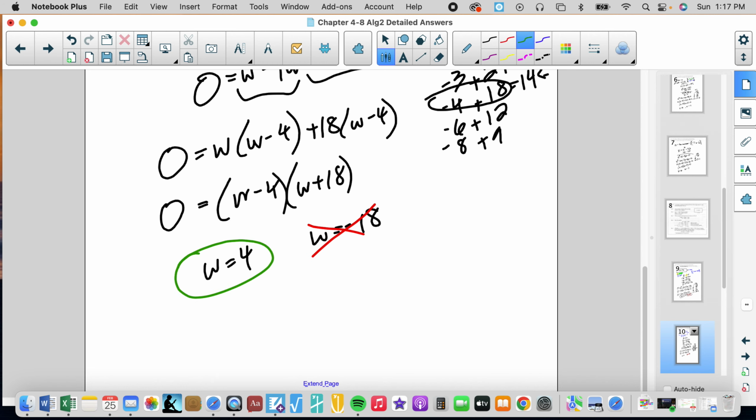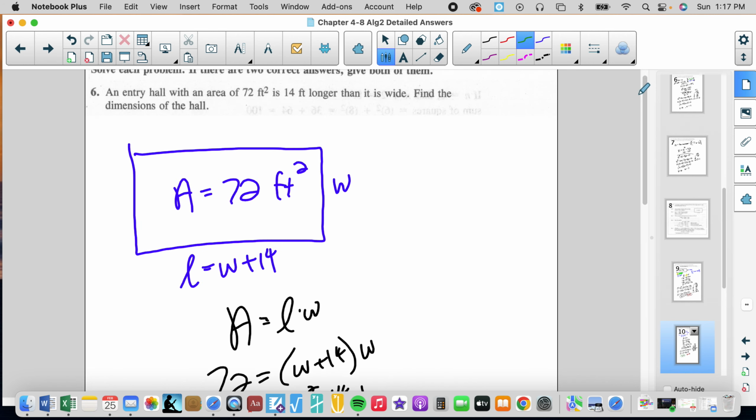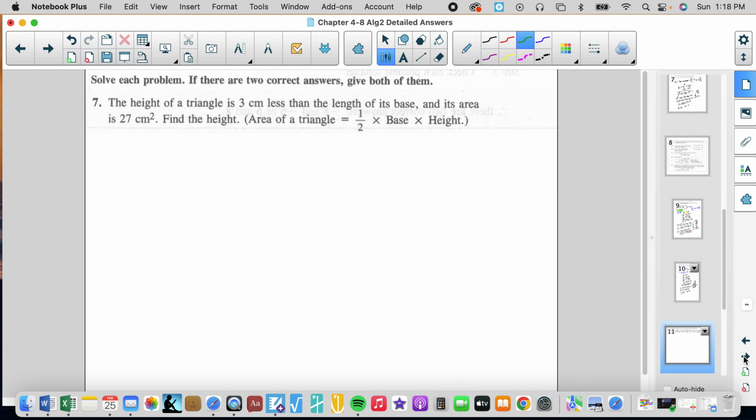So my width is going to be 4, and my length is going to be 18. I look for the units, so my answer is 4 feet by 18 feet is going to be the dimensions of the hall. Is it 14 longer? Yeah. And does 4 times 18 give that number? Yes.